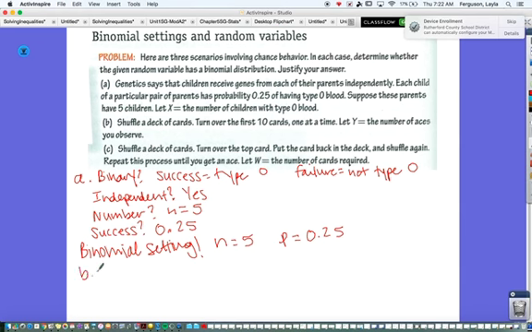Alright, for the next one: shuffle a deck of cards, turn over the first 10 cards one at a time, and let Y equal the number of aces you observe. The first question is, is this binary? Do we have a success or a failure? Our success for this one, because we want the number of aces that we observe, is going to be an ace.